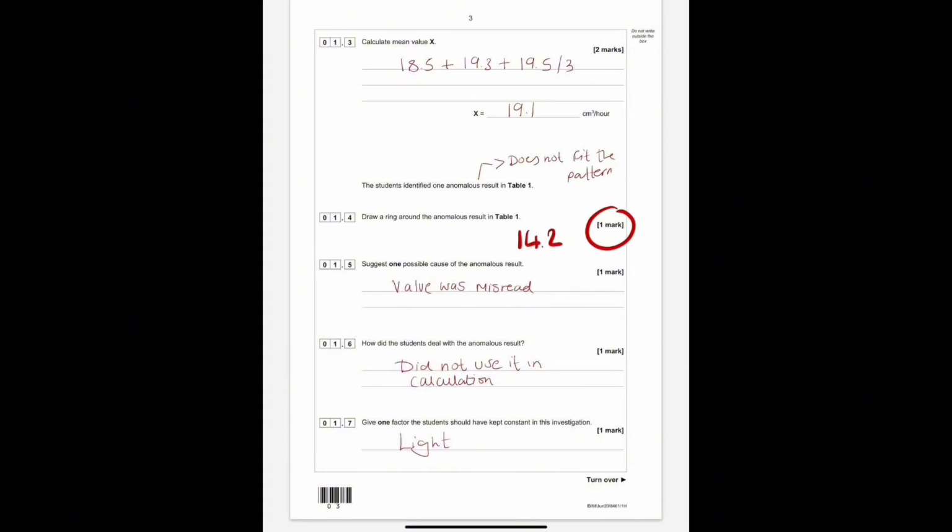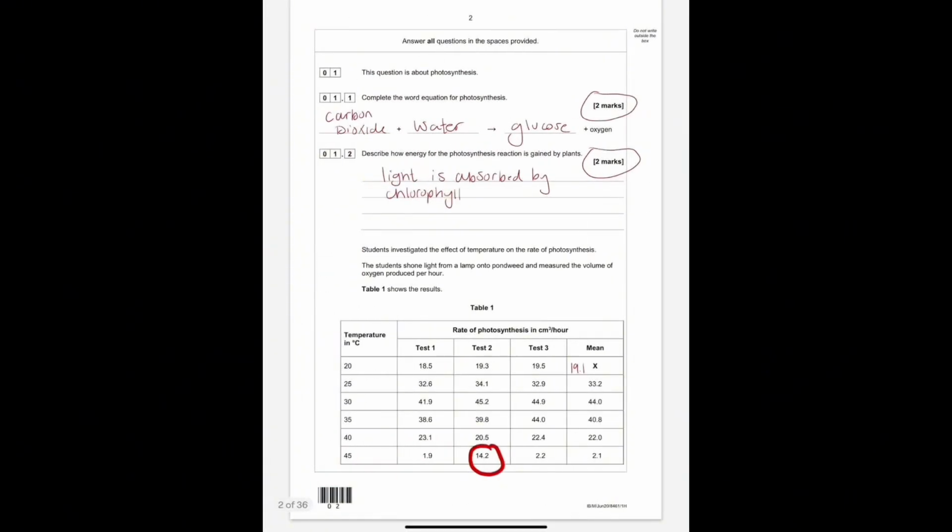You cannot write down human error. You can't refer to counting bubbles or time. You can't write down different bulb or lamp. The ones that I've mentioned to you are the only ones that you can write down. And I've just written down the easiest one, which is the value was misread, and that will get you 1 mark. Okay, how did the students deal with the anomalous result, which is 14.2? So they didn't include it in the average.